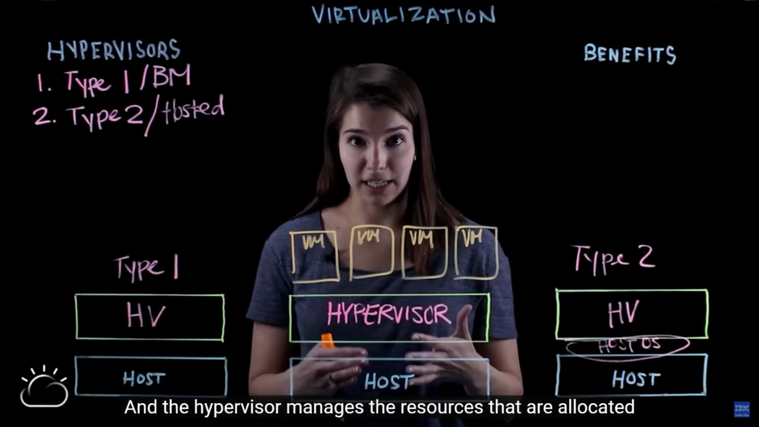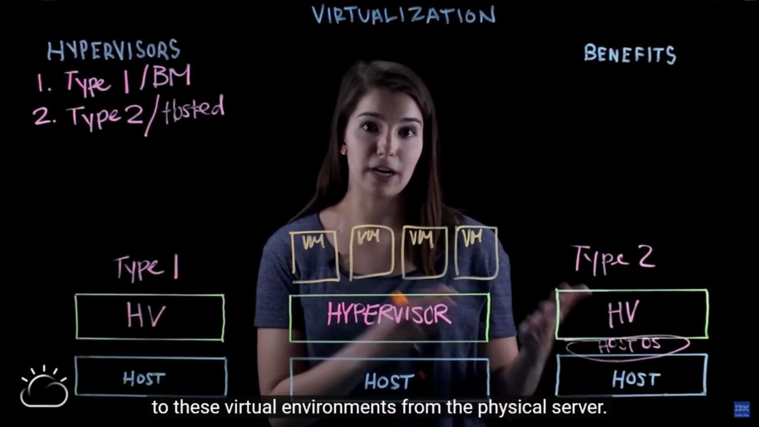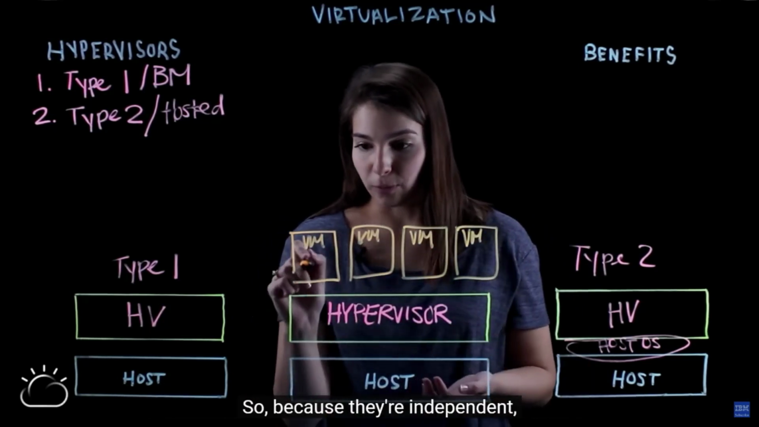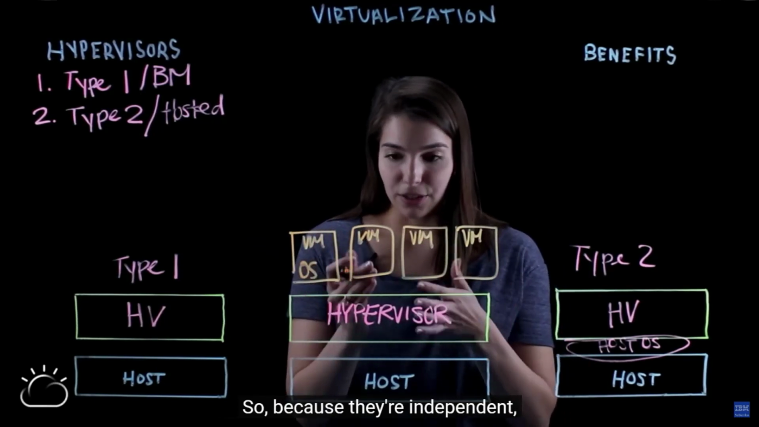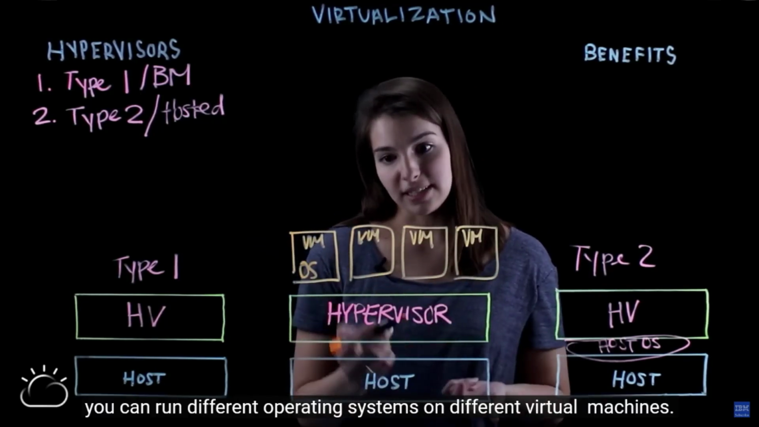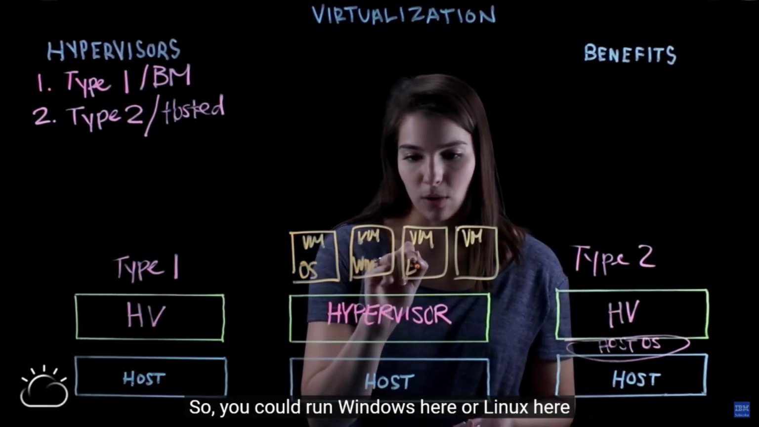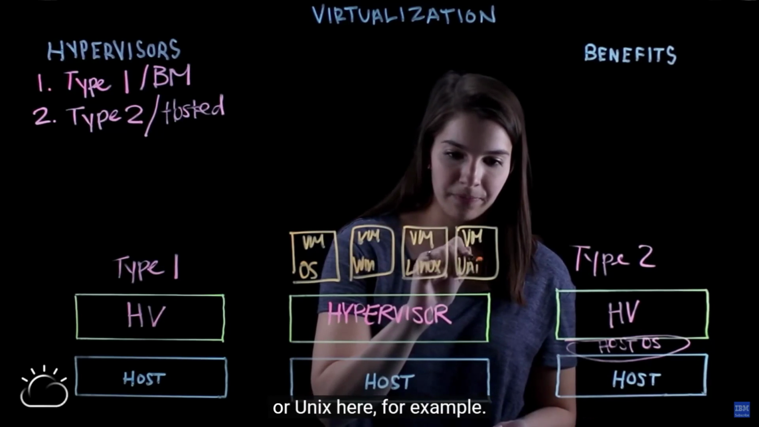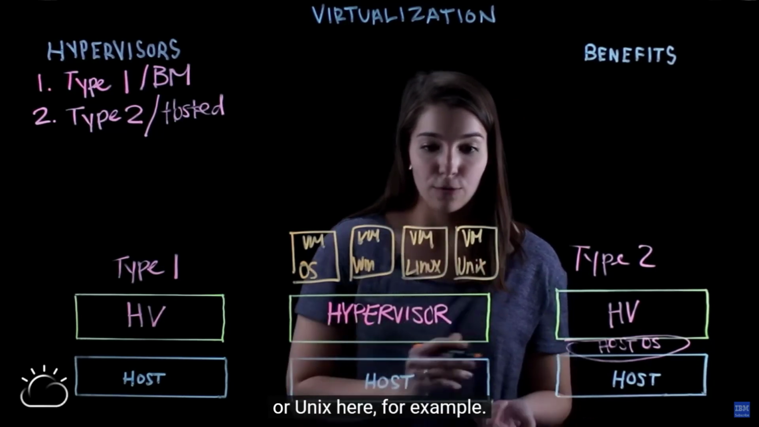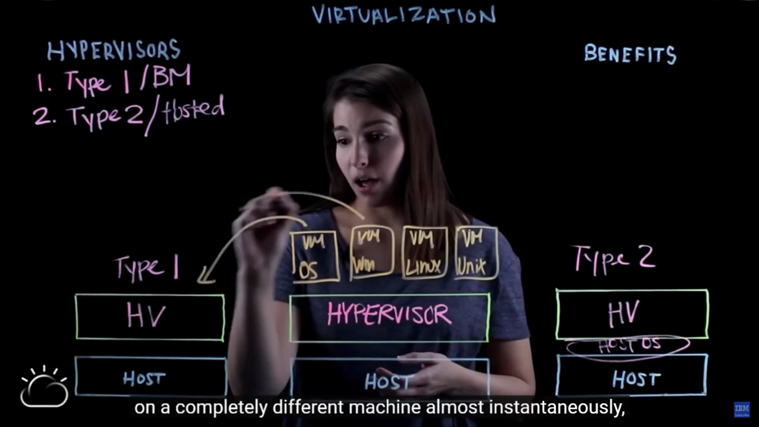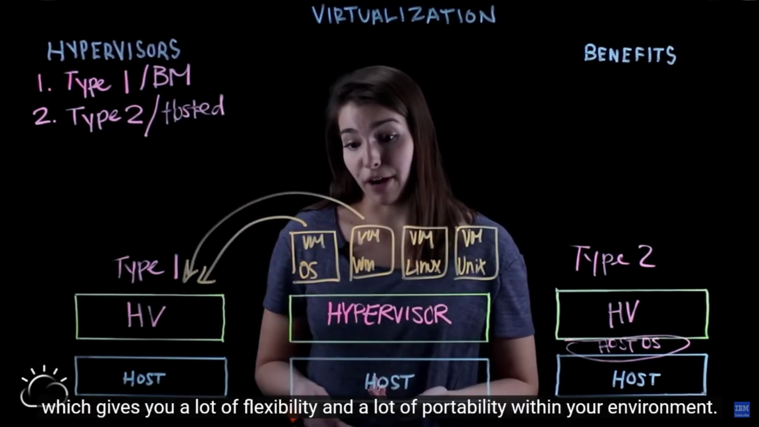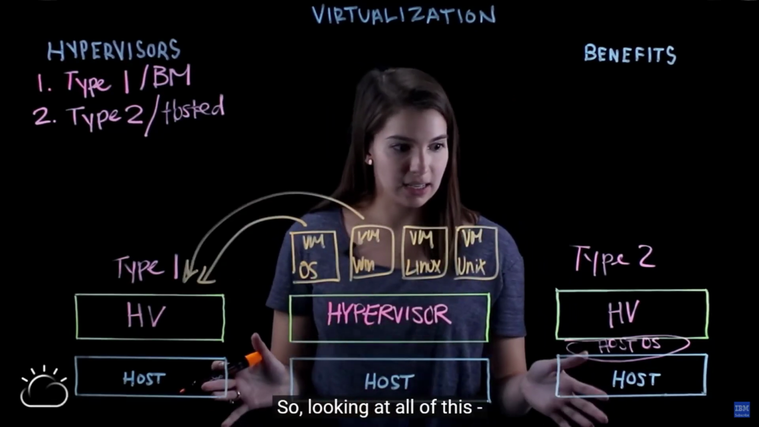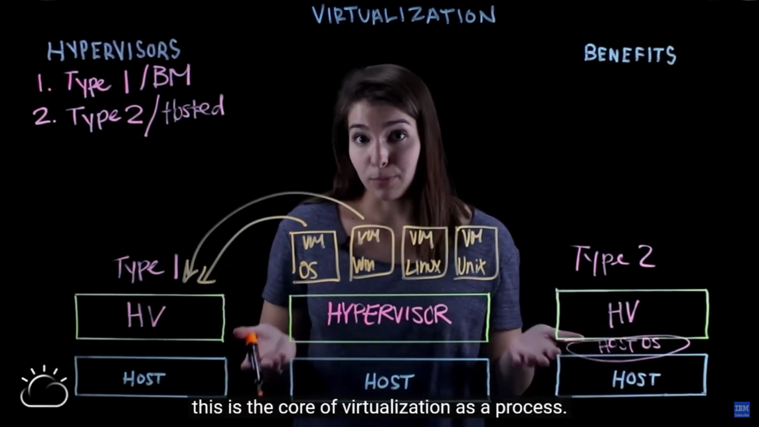And the hypervisor manages the resources that are allocated to these virtual environments from the physical server. Because they're independent, you can run different operating systems on different virtual machines. So you could run Windows here, or Linux here, or Unix here, for example. And because they're independent, they're also extremely portable. You can move a virtual machine from one hypervisor to another hypervisor on a completely different machine almost instantaneously, which gives you a lot of flexibility and a lot of portability within your environment. So looking at all of this, this is the core of virtualization as a process.